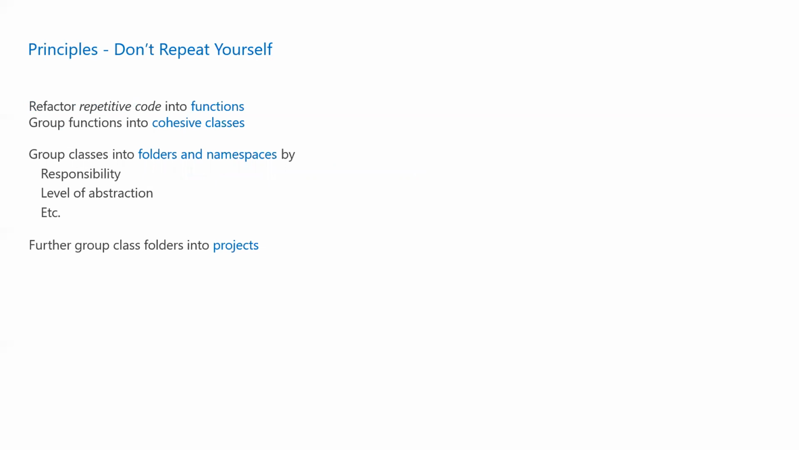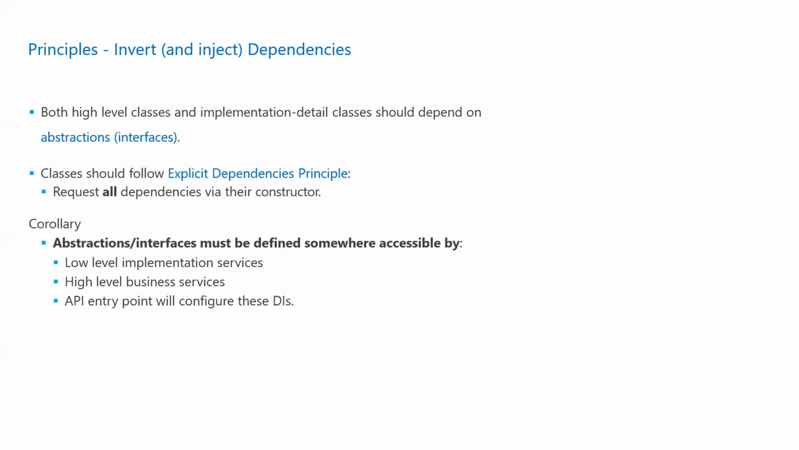If you are building multiple microservices, as I mentioned, with shared NuGet packages, that's where don't repeat yourself comes in. If something needs to be repeated again and again, it will go into the shared NuGet packages, and you give a reference in the core project so that you avoid repetitive code. So refactor repetitive code into functions, group your functions into classes, and classes into folders and namespaces to support the responsibility. And you can also create separate projects.